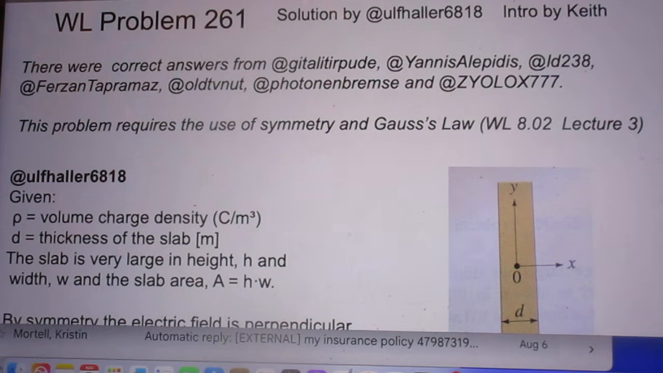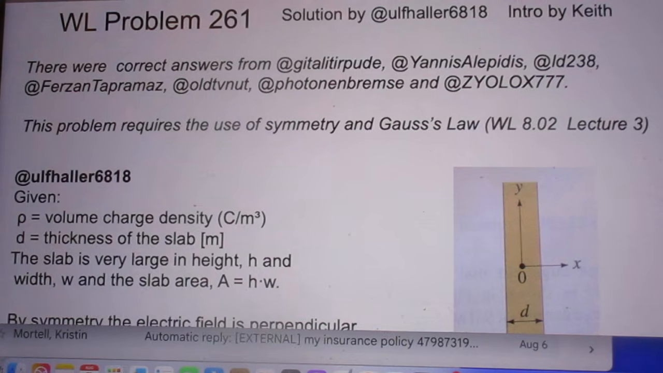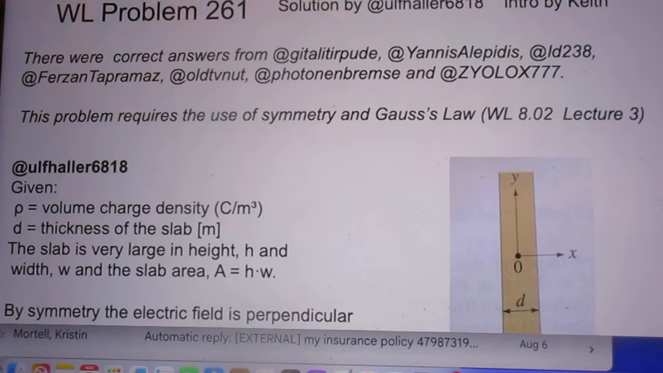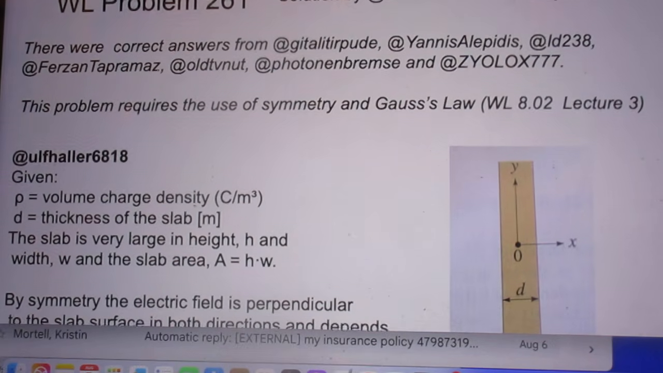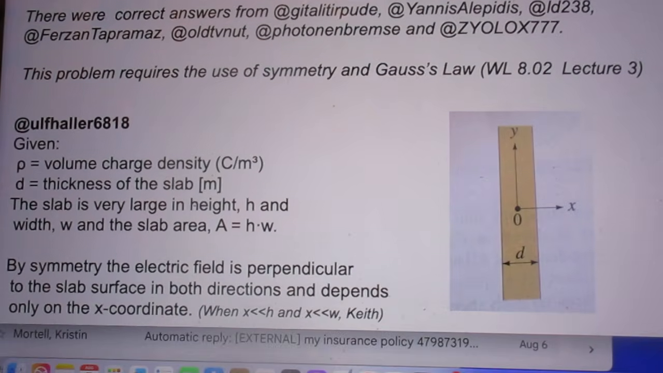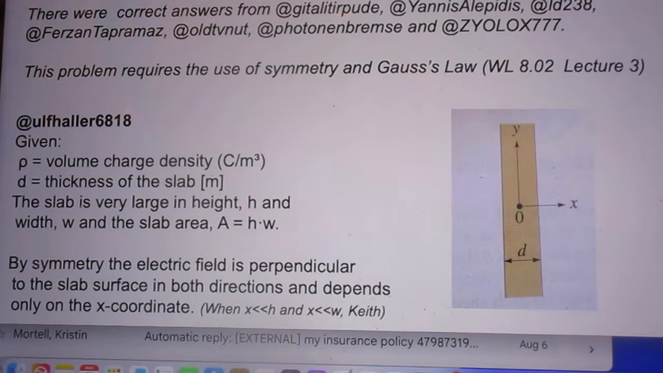Here follow the solutions of problem 261. It's written up here by Keith Norman. Thank you, Keith. And he starts with the solution of Ulf Heller. Completely reasonable to use a correct solution that was online already. He also gives the correct answers, which were from, we see the names here.